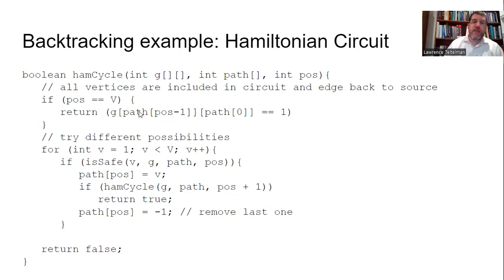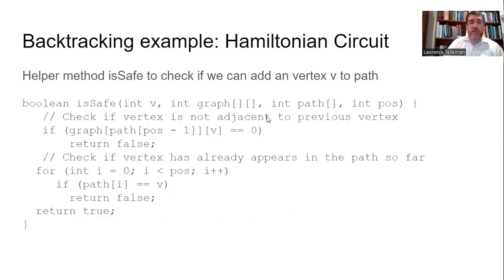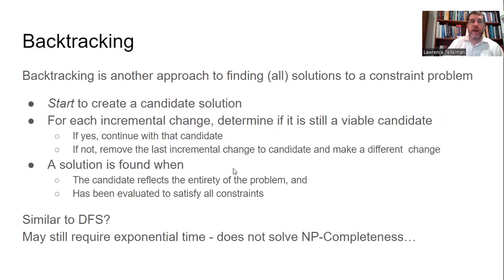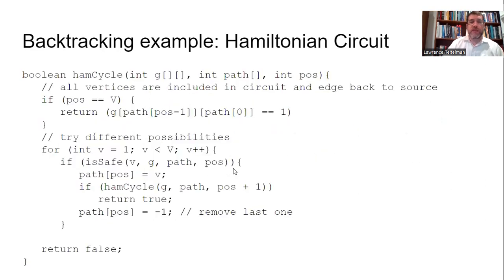So this is saying, go from the last position in the path back to the beginning of the path. And if there's a 1, that edge exists. In my picture here, if I can go from A to D to C to B and then back to A, that's what that code is doing. This is saying if I can get back to where I started, this is the last position in the path. This is the first position of path. If that edge exists, that's great. I return. If not, then I have to try other things.